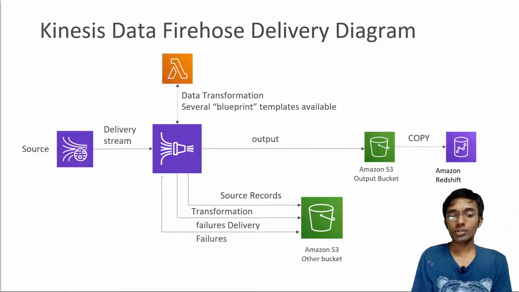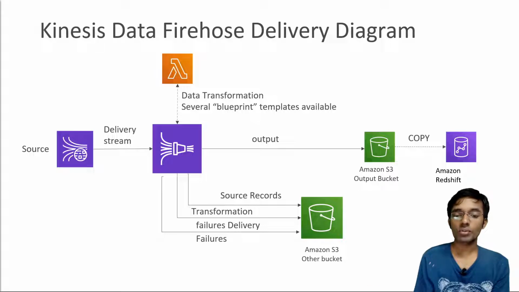Now, let's look into the details of how Kinesis Data Firehose delivery works. Our Firehose is going to be here, and we are going to have a source of the data. In this case the source is the Kinesis Data Stream, and Kinesis Data Firehose will perform some data transformation using Lambda. You have several blueprints available to you if you want to use, for example, a JSON to CSV type of transformation. Then comes the output.